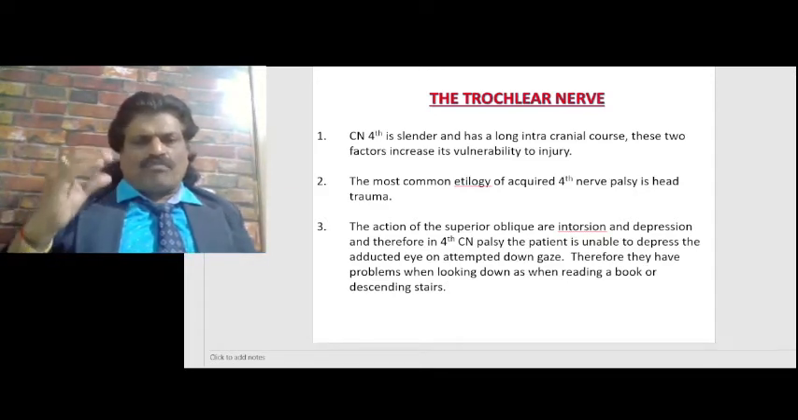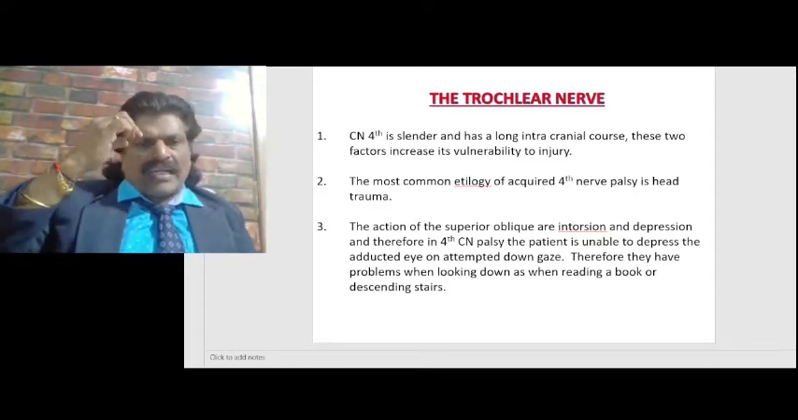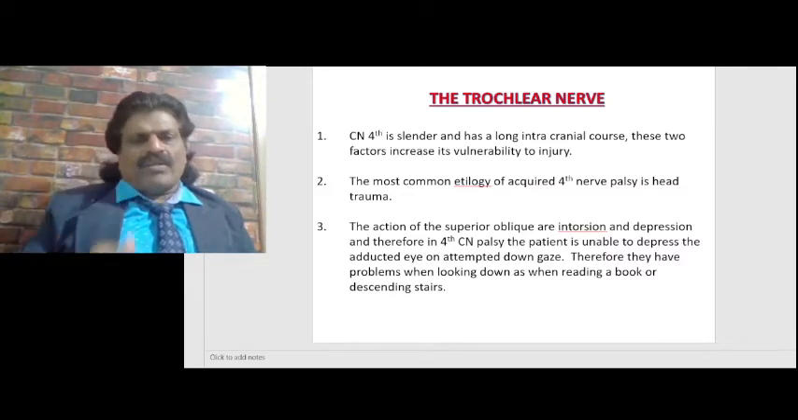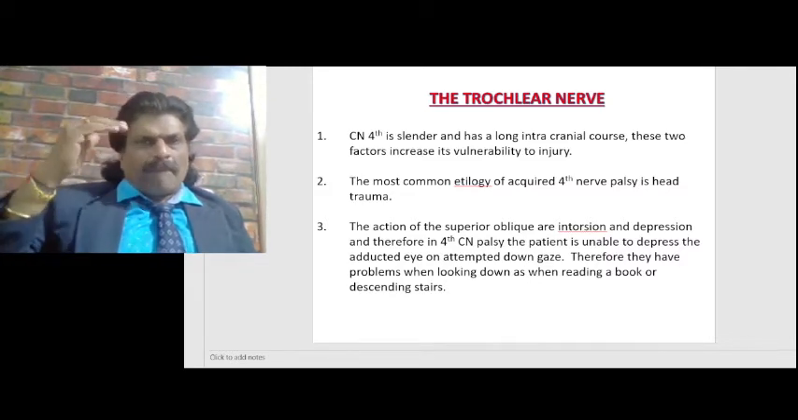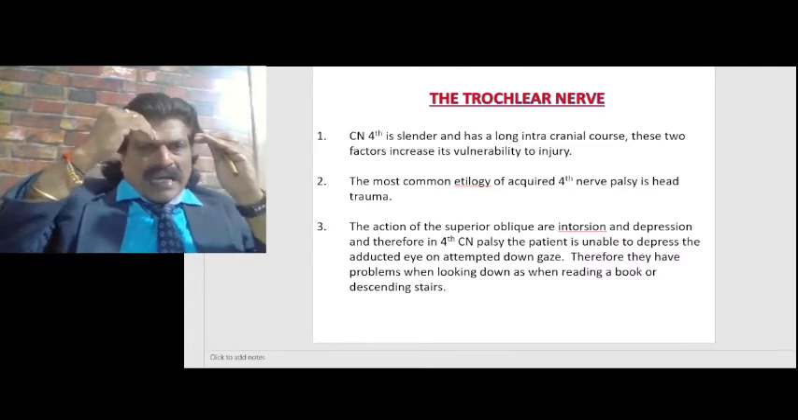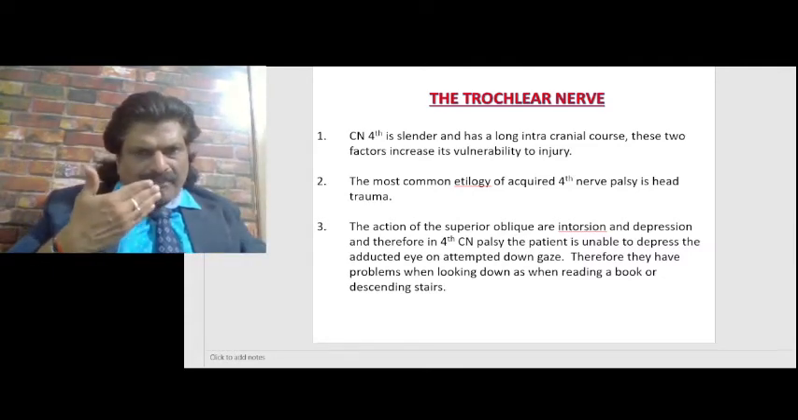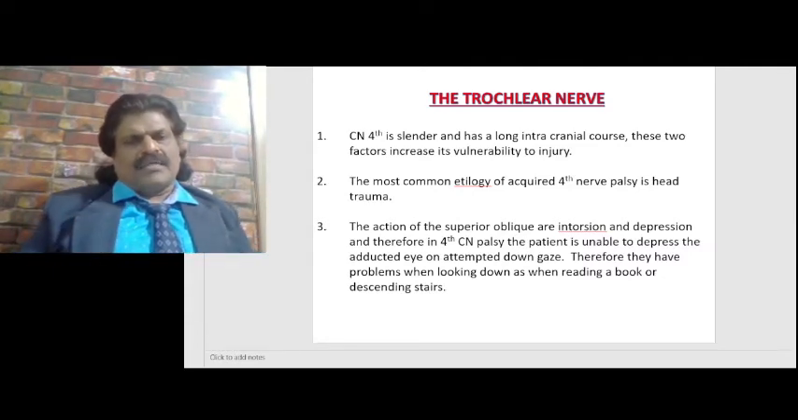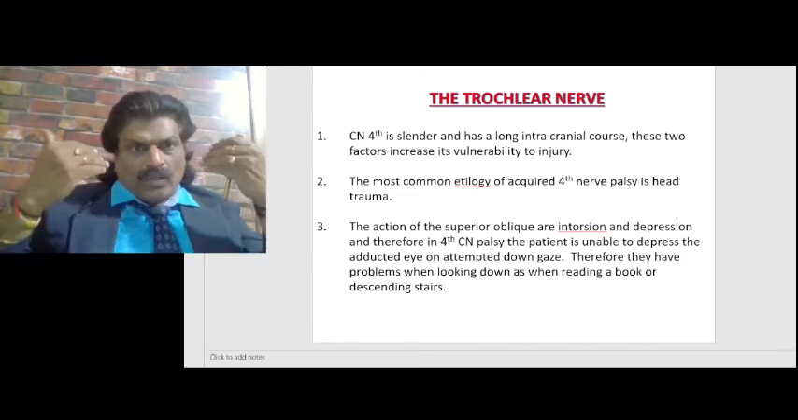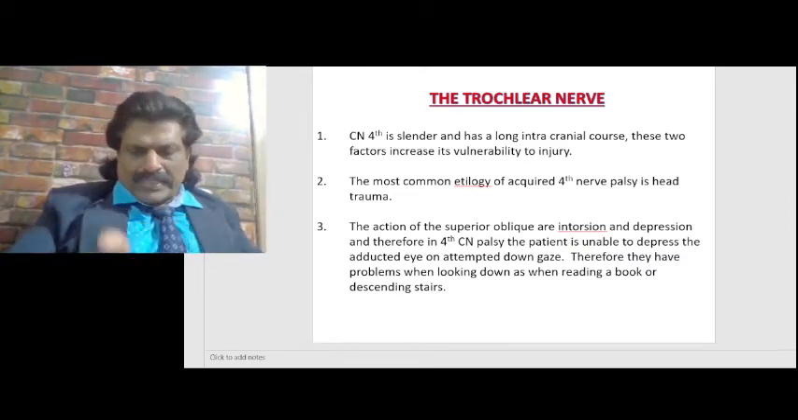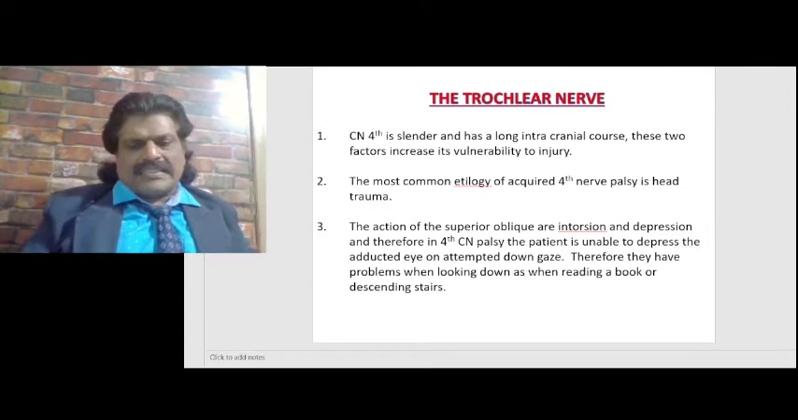The actions of superior oblique are intorsion and depression, and therefore in 4th nerve palsy, the patient is unable to depress the adducted eye on attempting down gaze. Therefore, patients may have problems when looking down, as when reading a book or descending stairs.